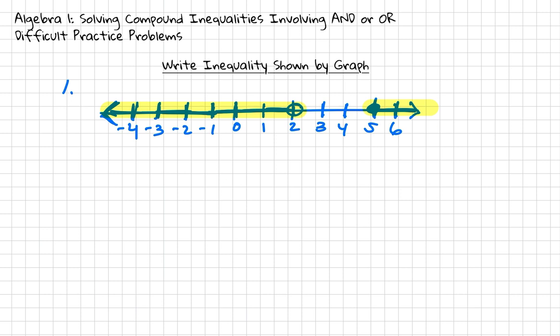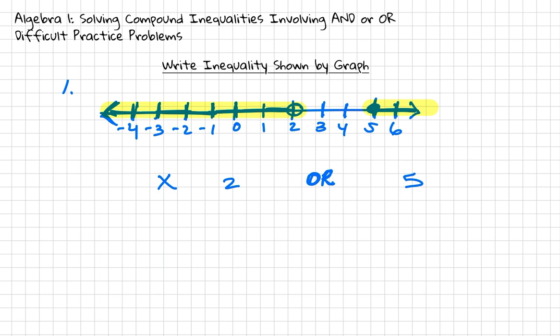So we have 2 highlighted, marked, and then we also have 5 marked. We also need to know that because there is this gap in coverage, this is an inequality that's represented by or. All right, so then looking on the left side for 2, we have x blank 2. We need to know if it's less than, greater than, less than or equal to, or greater than or equal to. And we can tell because it's hollow, it's just less than or greater than.